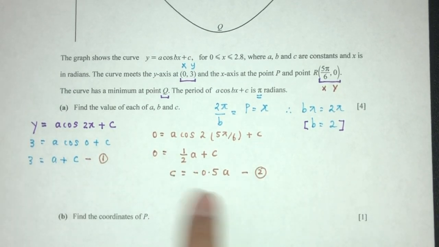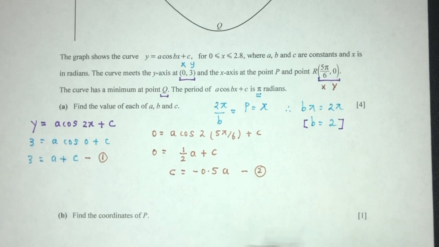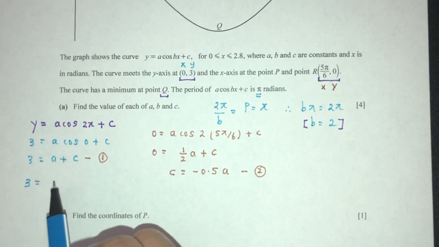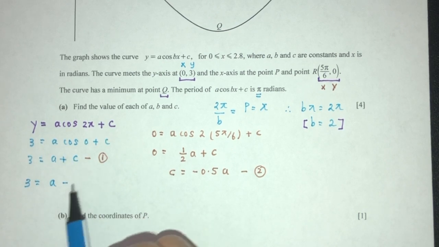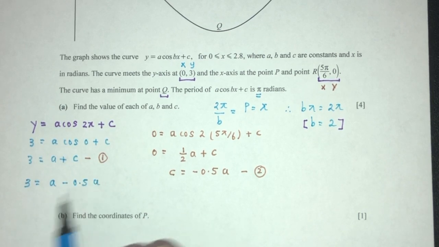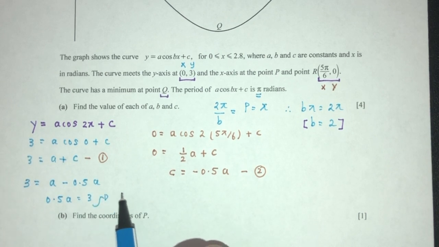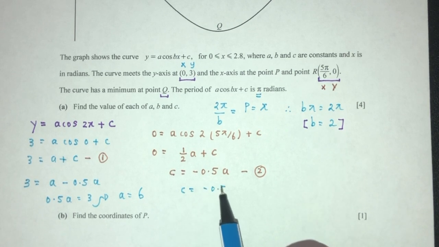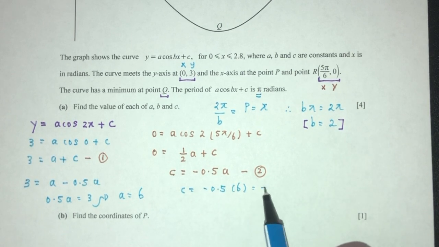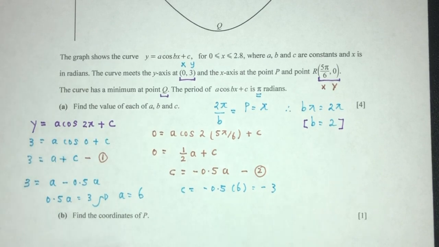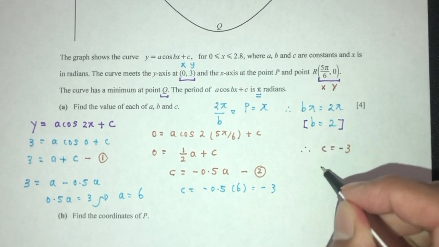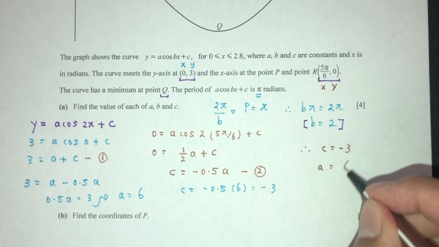Now we can use these two equations to find the value of a and c. Pretty easy. Replace back in here. You have 3 is equal to a plus c. c is minus 0.5a, which means 0.5a is equal to 3, which means a will have to be the value of 6, and c will have to be minus 0.5 times 6, that will be minus 3. So finally we have c as minus 3 and a as the value of 6.